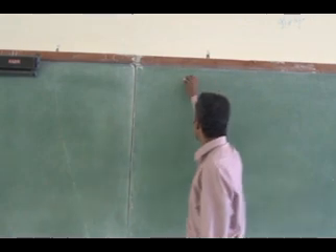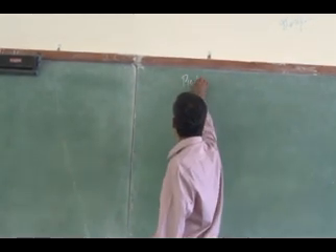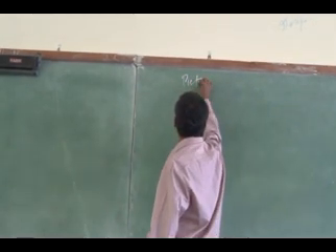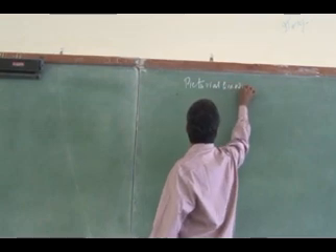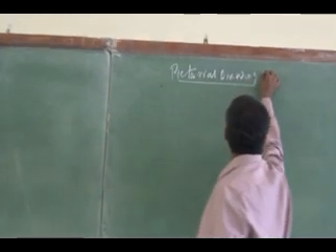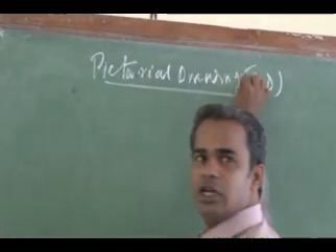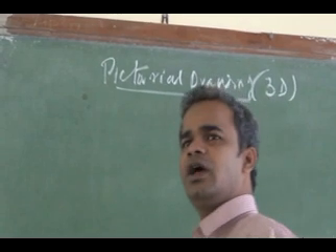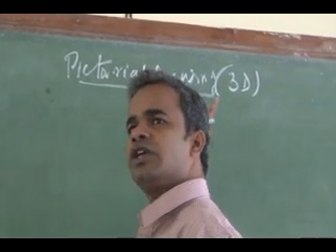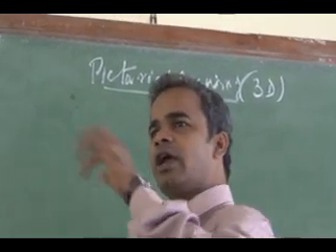That is the 50 unit, pictorial drawing. Pictorial drawing is nothing but drawing in three-dimensional views, to have more visualization of a component. We will be using a three-dimensional view in our technical drawing.